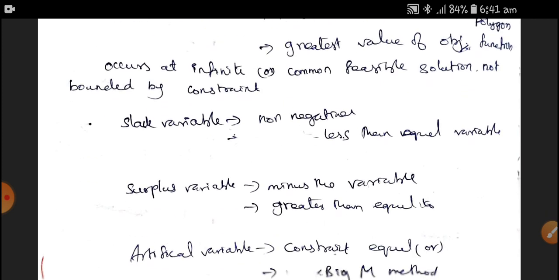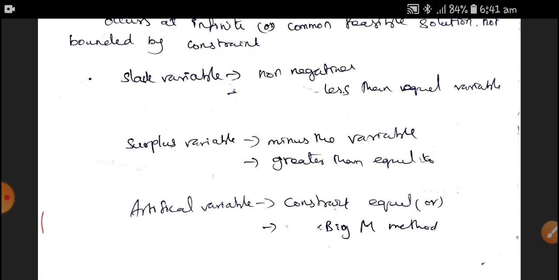Next, I have to give details about the variables. In LPP we have three types of variables available: slack variable, surplus variable, and artificial variables. A slack variable is non-negative and is used with less than or equal to constraints. A surplus variable is in the negative form, with negative variables, and the greater than or equal to symbol is used. For artificial variables, the constraints are equal. It is used in the Big M method.